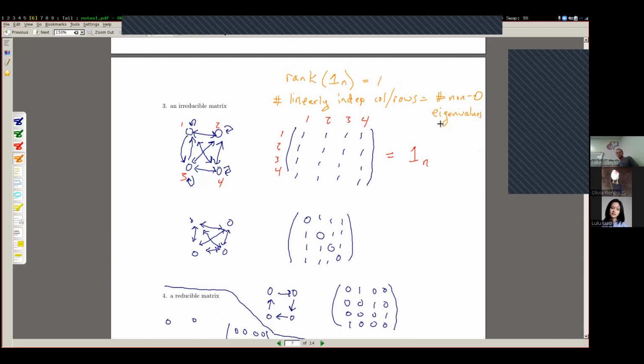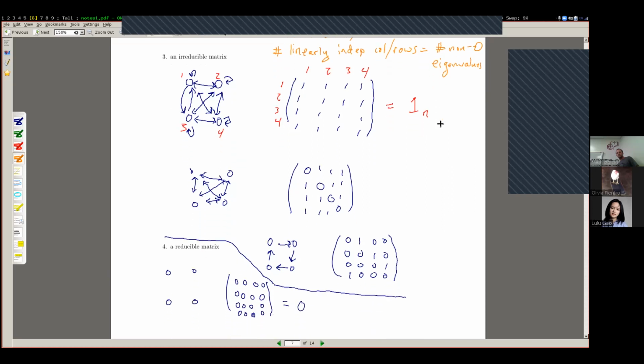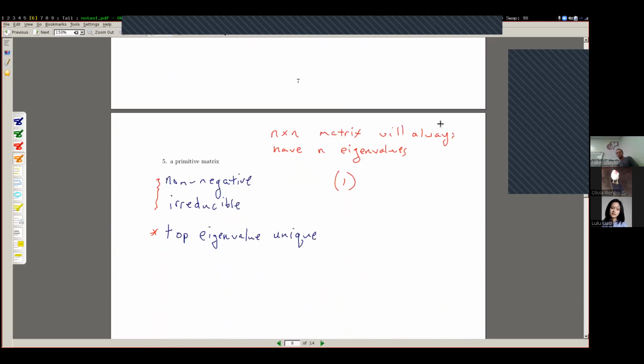And so if this has one non-zero eigenvalue and everything else is 0, then that one non-zero eigenvalue is definitely unique. And in this case, it happens to be positive. So this is an irreducible matrix. And it's the standard simplest example of an irreducible matrix. Right, 1 sub n as my other example.